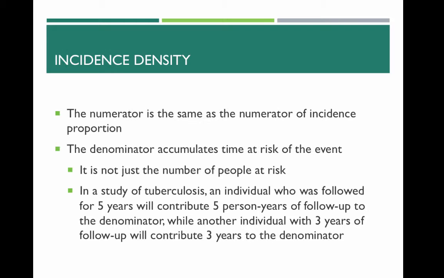So essentially what we're doing is we just add up the total amount of time that each person is under observation, and then that becomes our new denominator. So everybody contributes only the amount of time at risk that they were included in the observation time. So let me give you an example. If we were studying tuberculosis, we had one individual who's followed up for all 5 years in our study. They contribute 5 person years of follow-up time to the denominator. And we had another person in our study who moved away after 2 years. So they contributed 3 years of follow-up time to our denominator.